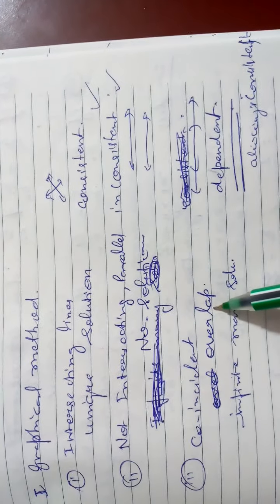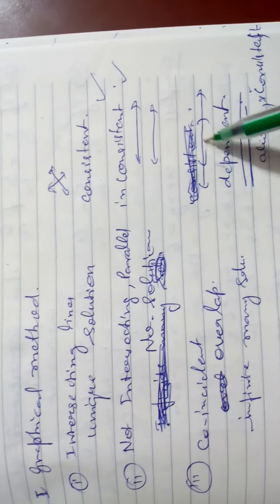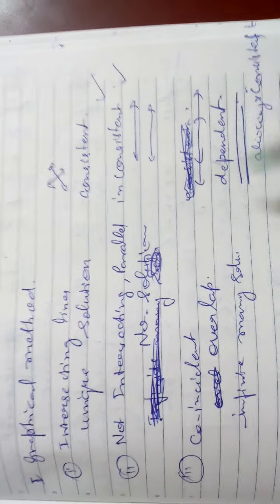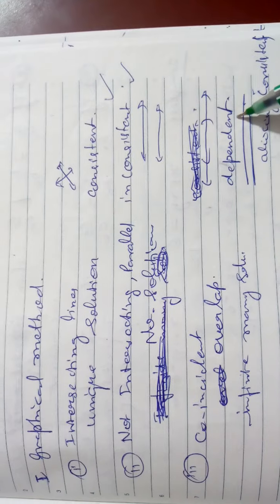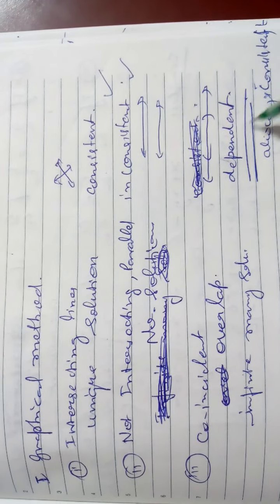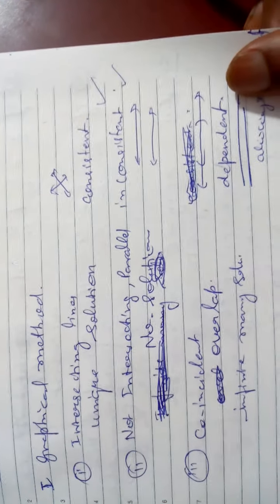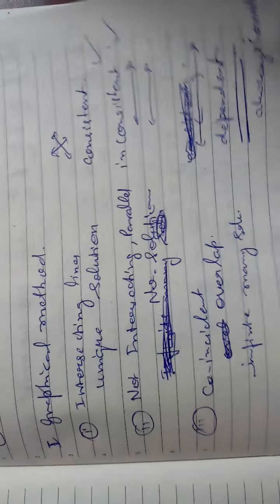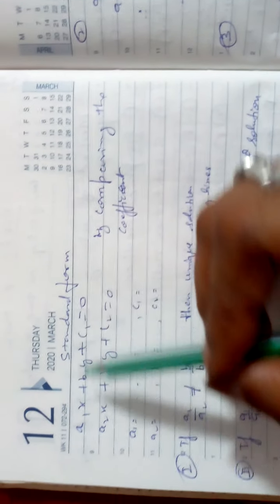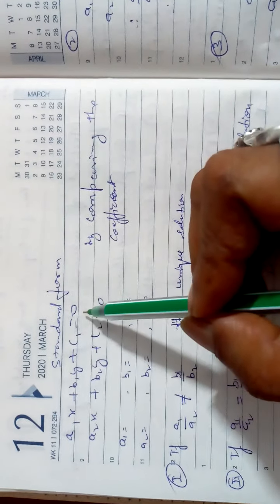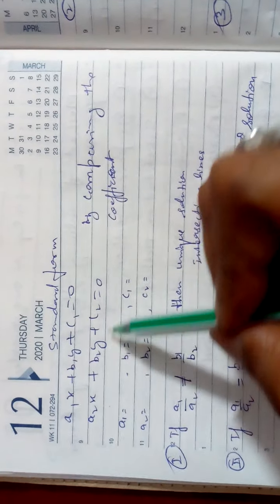And then you will get a third type of line, coincident. Coincident means that the lines overlap, and all the solutions of the first line are solutions of the second line. And it has infinitely many solutions. Also called dependent. Dependent is always consistent, because it gives infinitely many solutions; there is an answer, many answers are there. Now for this we will take simultaneously two equations in standard form, a1x plus b1y plus c1 is equal to 0, a2x plus b2y plus c2 is equal to 0.